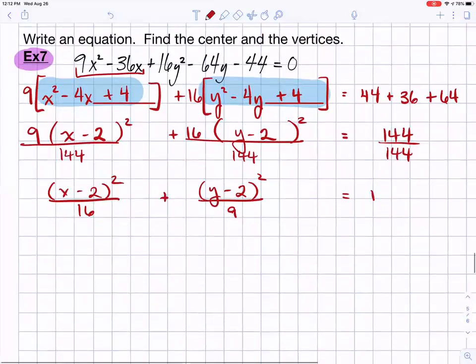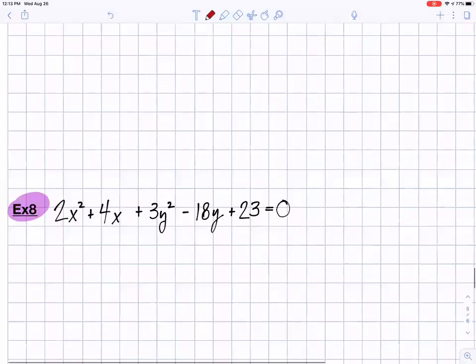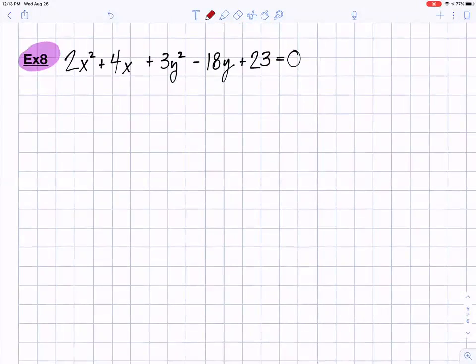The directions were write an equation. Okay, I got that much. Find the center, find the vertices. Now, I didn't finish, but I'd like to do one more completing the square in the last 8 minutes. I really want to get that completing the square in. So let's go down to number 8. I didn't finish number 7, okay? But if I want to get number 8, at least the completing the square part done, this should go a little faster.